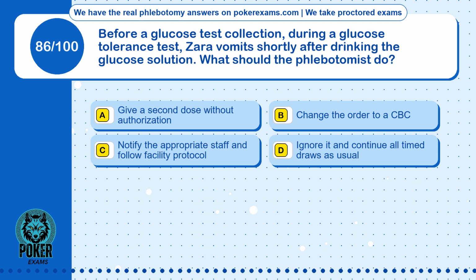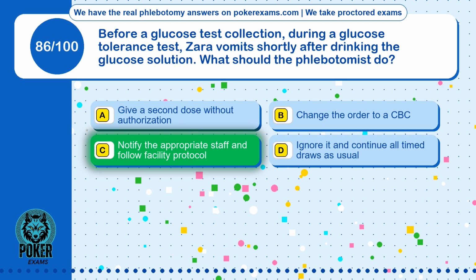Question 86. Before a glucose test collection, during a glucose tolerance test, Zara vomits shortly after drinking the glucose solution. What should the phlebotomist do? Option A. Give a second dose without authorization. Option B. Change the order to a CBC. Option C. Notify the appropriate staff and follow facility protocol. Option D. Ignore it and continue all timed draws as usual.